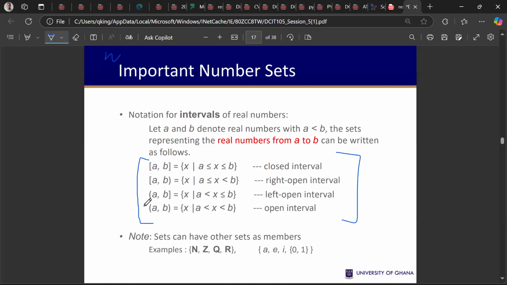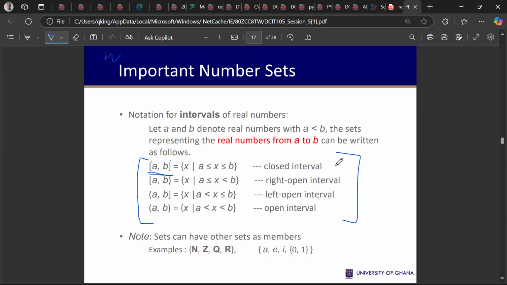Let's pay close attention to this. With the first one, let's look at the brackets very well: the opening bracket and the closing bracket, these two where the dots are. Let's pay close attention to them.